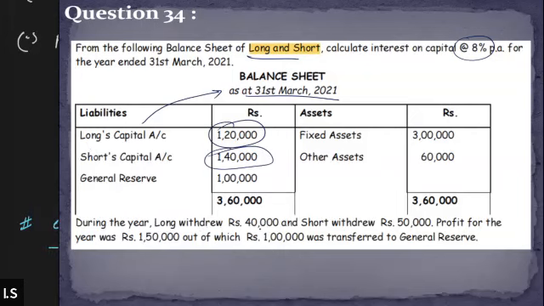During the year, Long withdrew 40,000, Short withdrew 50,000. Profit for the year is 1,50,000. Out of profit, 1 lakh was transferred to the general reserve. Just do the calculation. Let me know the interest on capital in this question. I'm giving you 5-6 minutes. Take your time. Let me know the answer. Anybody who has any doubt can ask.